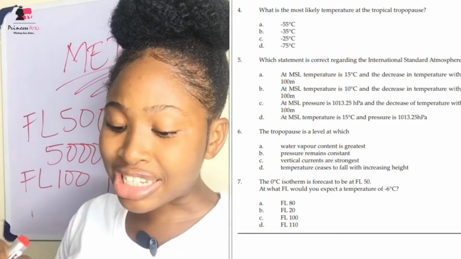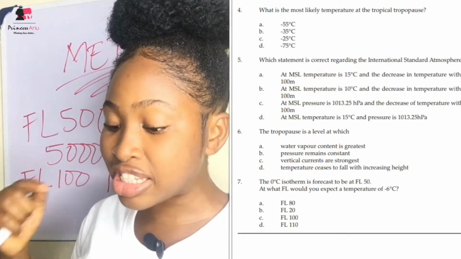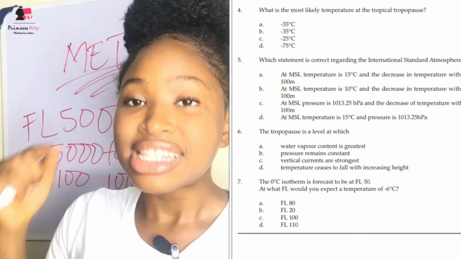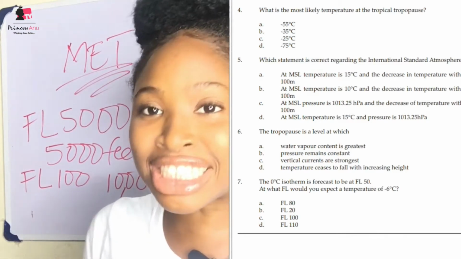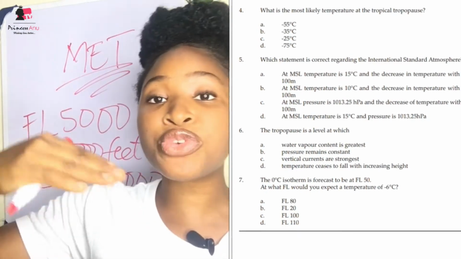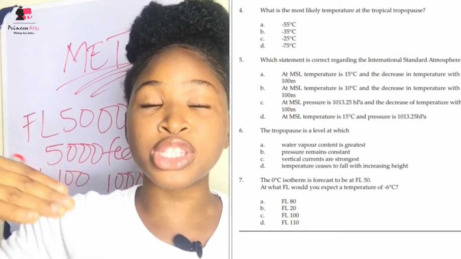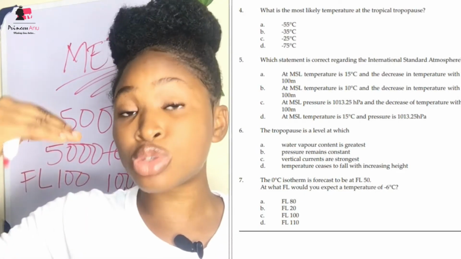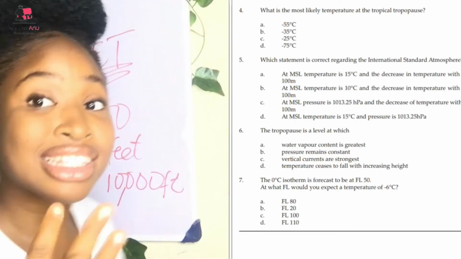At what flight level would you expect a temperature of -6 degrees Celsius? So this is going to be very simple. Don't forget the lapse rate we talked about. For every 1,000 feet, you have a reduction of 2 degrees Celsius. That's the standard lapse rate.